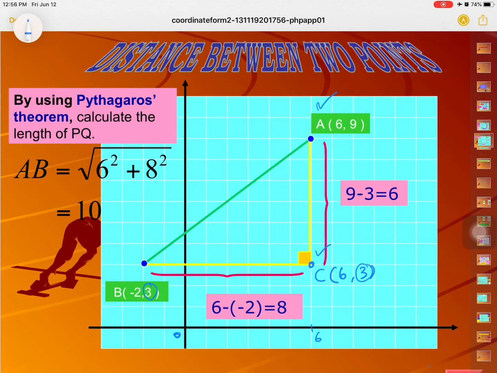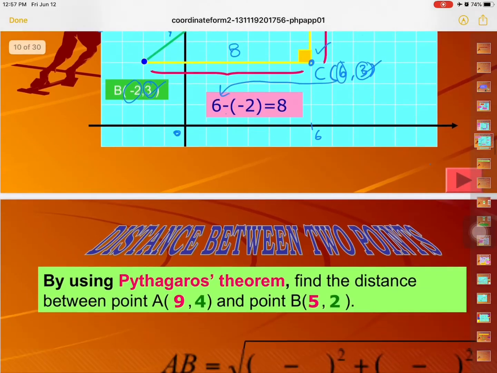Okay, so how do we do this? Because B and C have the common Y, what we do is take the highest value, 6, and minus it with the lowest value, -2, then you get 8 here. And for this one, 6 is the same. They share the common X. So we take the highest value, 9, minus the lowest value, 3. So it will be equal to 6. So by the Pythagoras theorem, the distance of AB is the square root of 6 square plus 8 square, which equals 10. Okay, super easy, right?